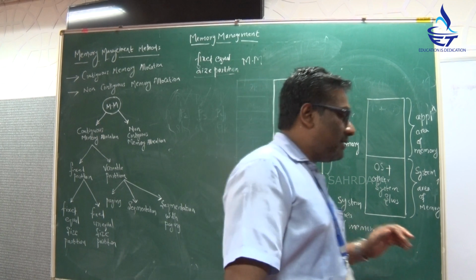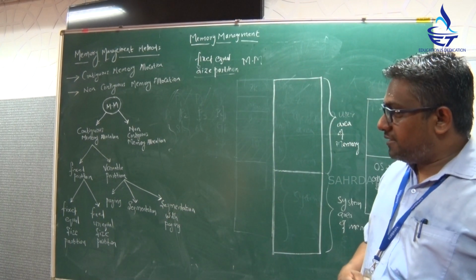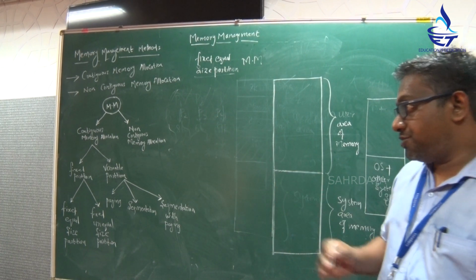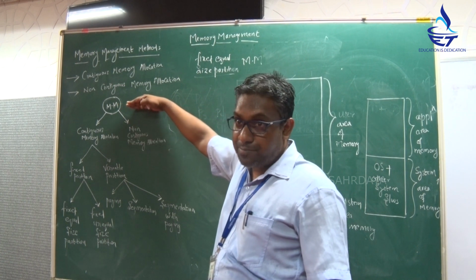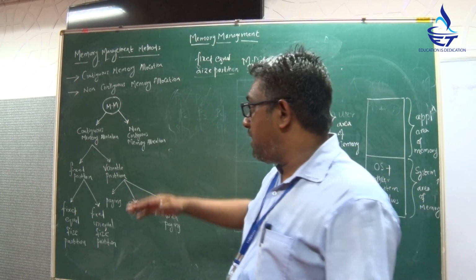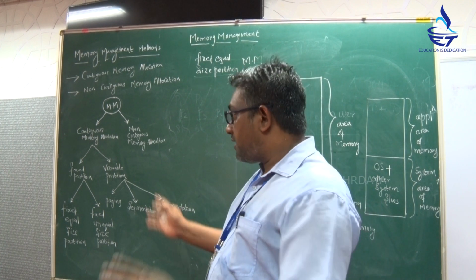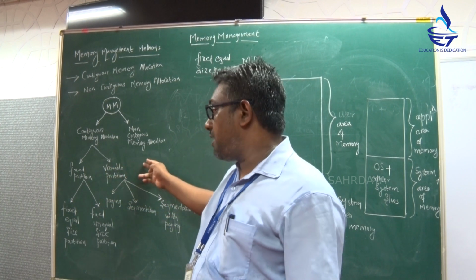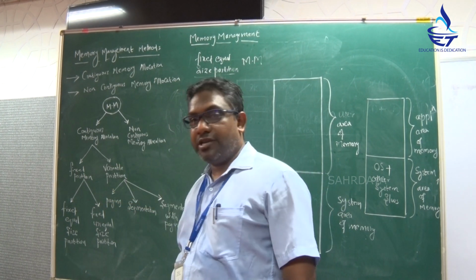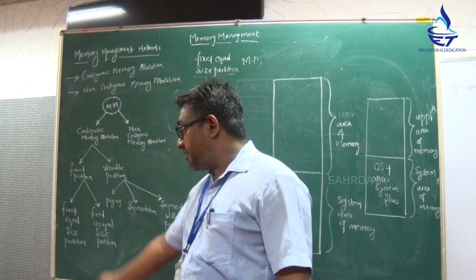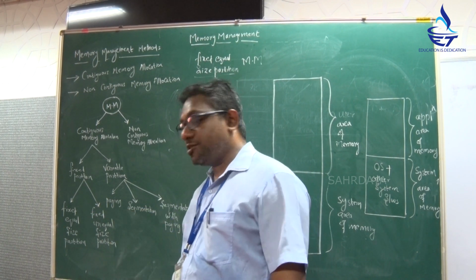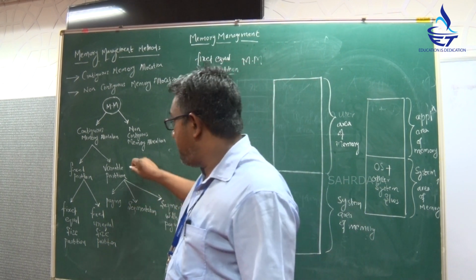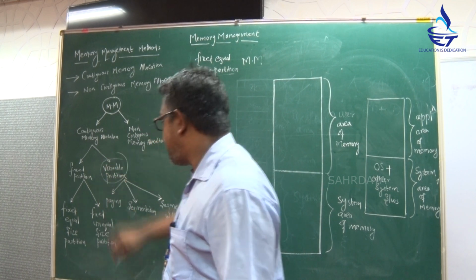Now we'll discuss the second method, that is coming under, not fixed partition, contiguous memory allocation. So once again I am telling, memory management strategies are contiguous memory allocation and non-contiguous memory allocation. In contiguous memory allocation, again two types: one is fixed partition, another one is variable partition. In fixed partition, again there are two methods: fixed equal size partition and fixed unequal size partition. Both these methods we already discussed. Now we are going to discuss variable partition.